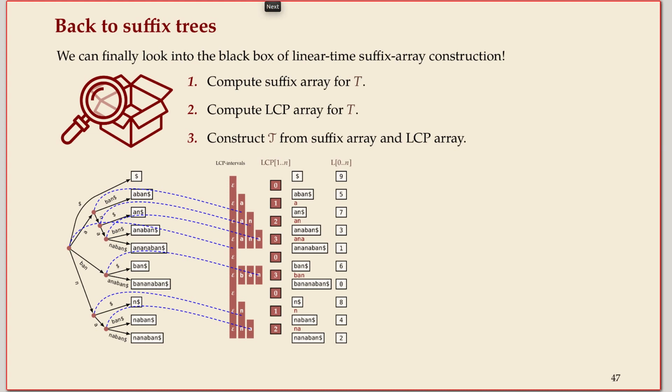And finally, we can also compute the suffix tree if we really wish to. And the construction follows this correspondence that I've outlined before. You compute the suffix array for t, which is theta of n time, with the DC3 algorithm. You compute the LCP array for t, which is theta of n time, as we've just seen with Kasai et al.'s algorithm.